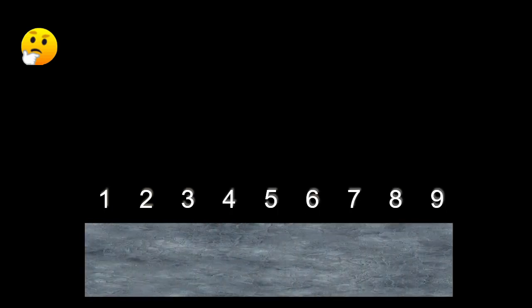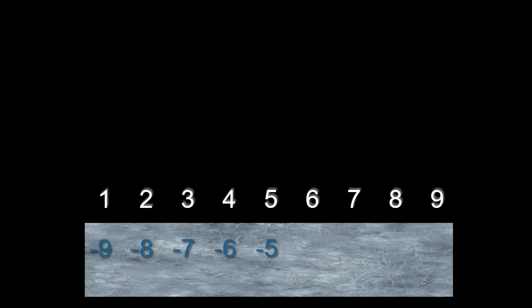1 can be -9, 2 can be -8, 3 can be -7, 4 can be -6, 5, weirdly, is also -5. Wait, is that really an inverse reflection? Yeah, the center of a reflection does that. Neat trick, huh? 6 can be -4, 7 can be -3, 8 can be -2, and 9 can be -1.